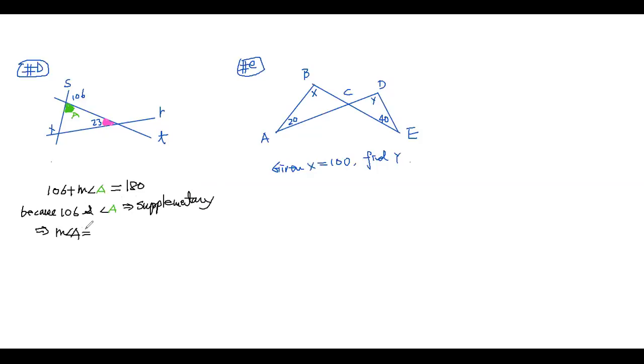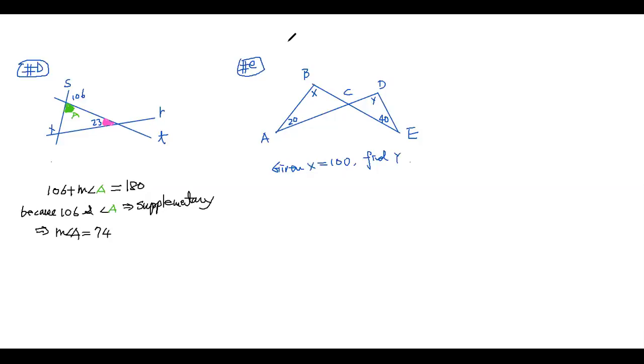So now I can find angle A. It will just be 180 minus 106. So 180 minus 106, I'm going to get 74 here. So 74, that's my green one.